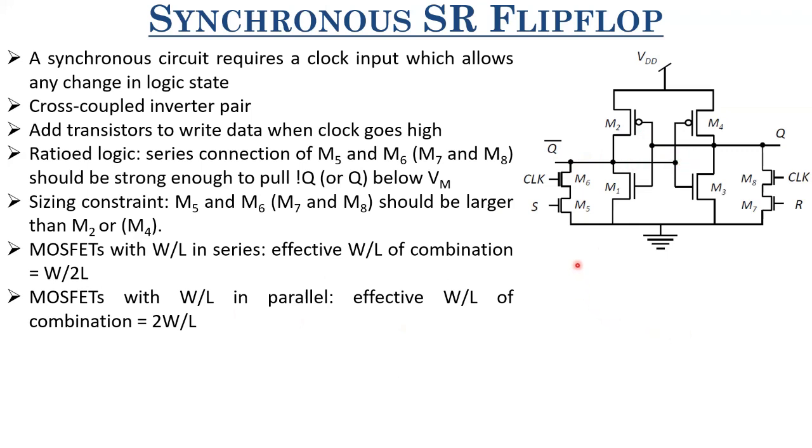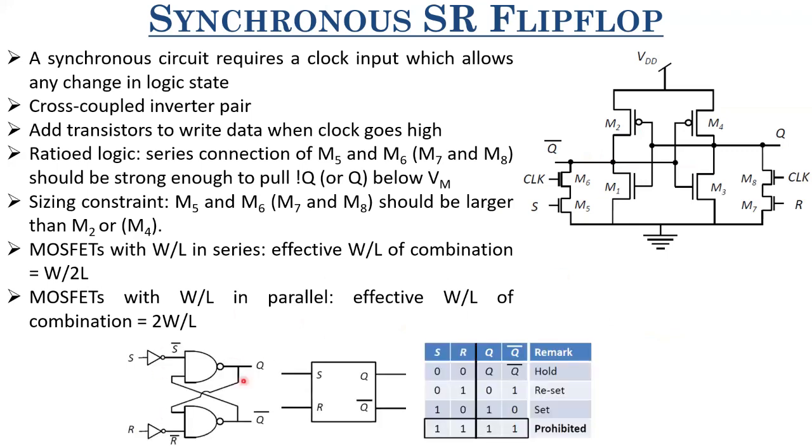Apart from the previous asynchronous SR flip-flop design using NOR gates, you can also design it using NAND gates. Using De Morgan's law, you can see that the inputs have to be inverted and the output positions should be inverted. And here, for 0-0, you get Q and Q bar held, which is the old mode. But for 1-1, you get outputs of 1 and 1, which is again violating the definition of complements, and this is prohibited.